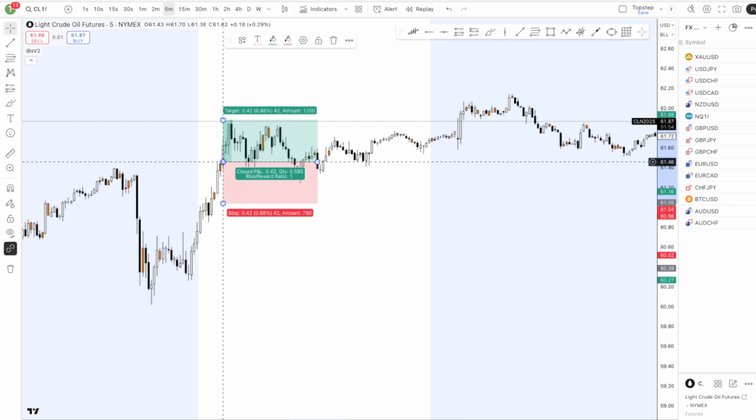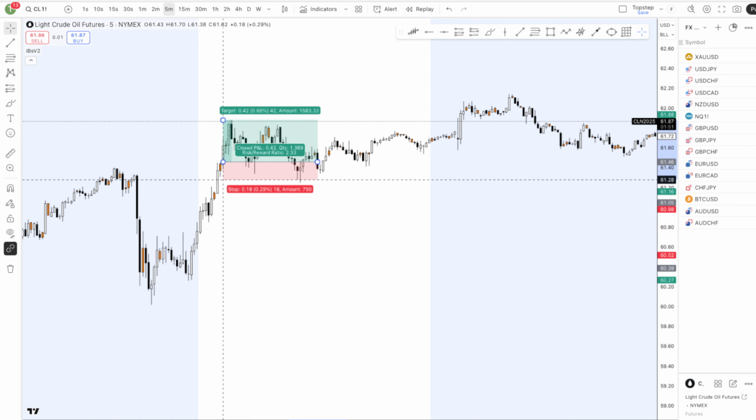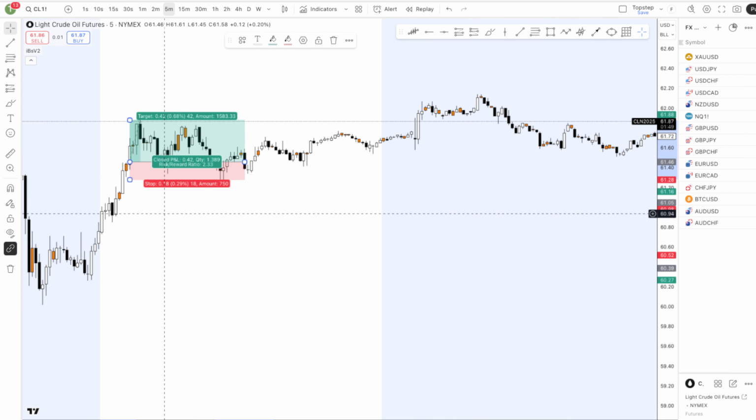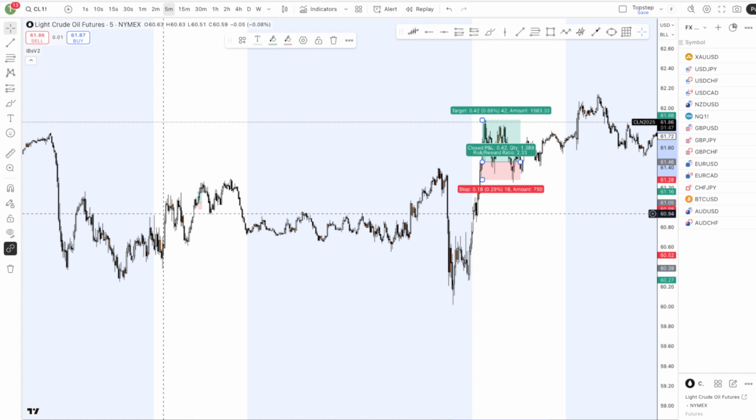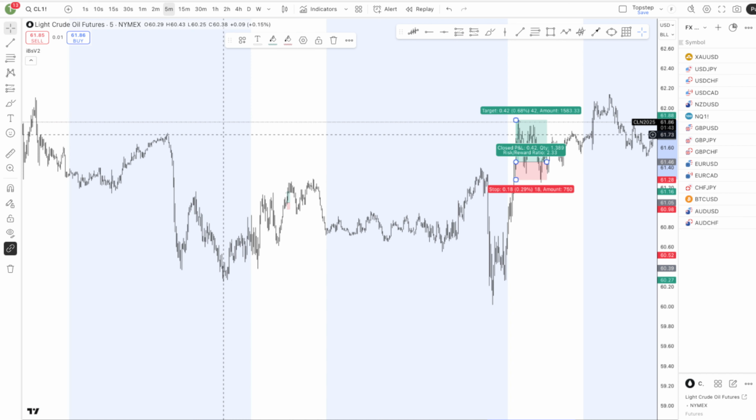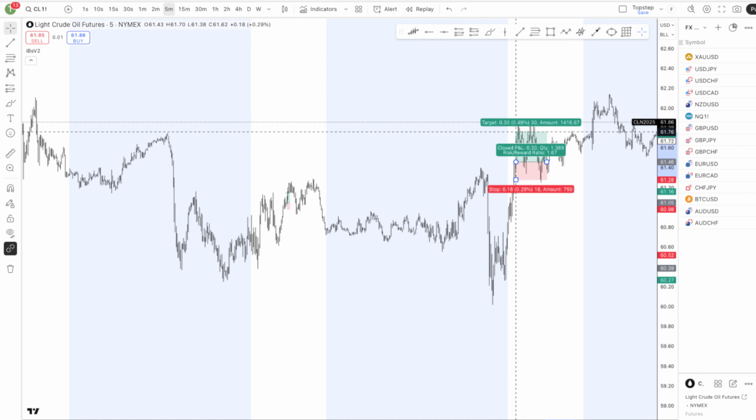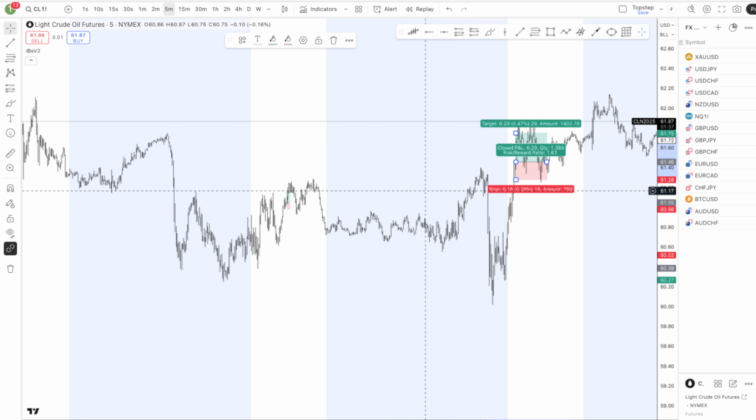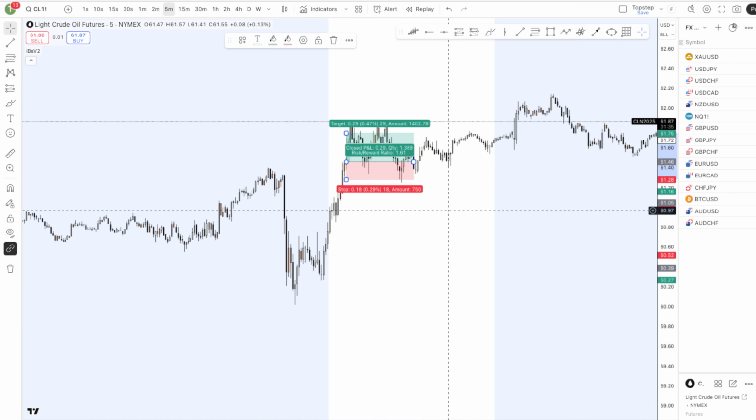And then again, we look to the left, and do we have any structure? We do. We've got this bit of structure here, which we can target. And there we go, 1.6 to 1. That's a win. And we move on to the next day.